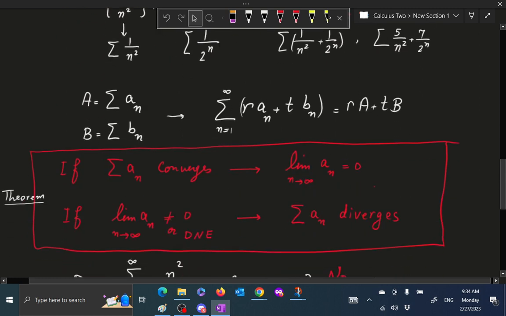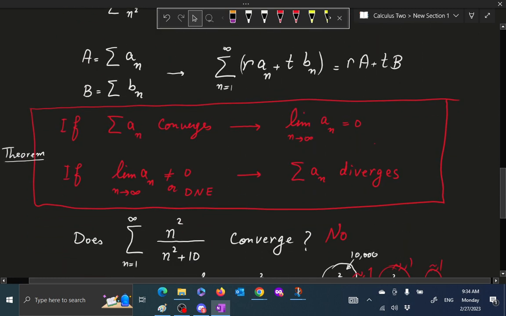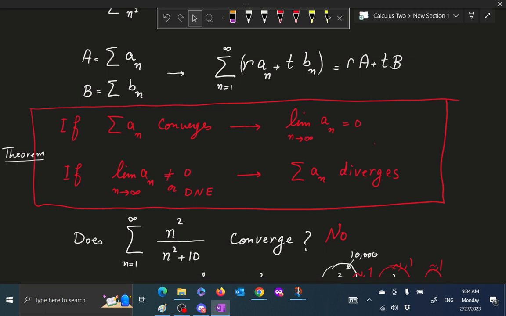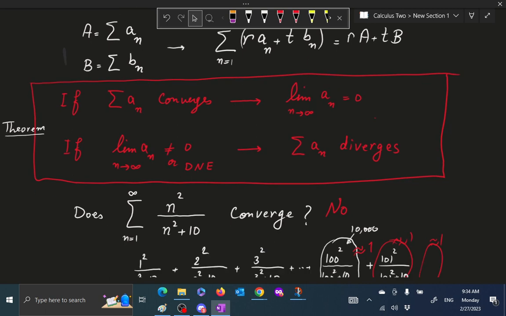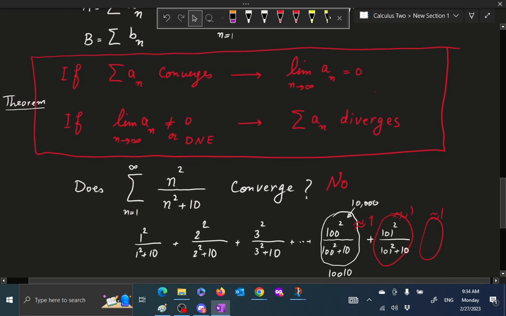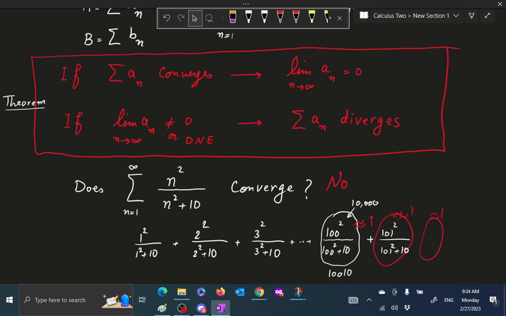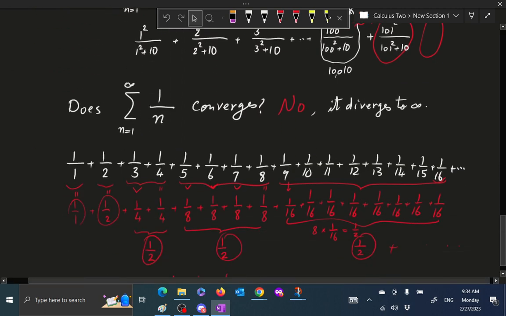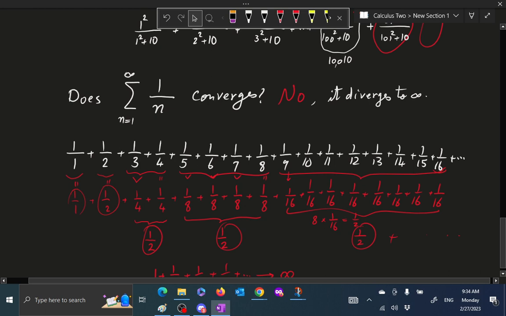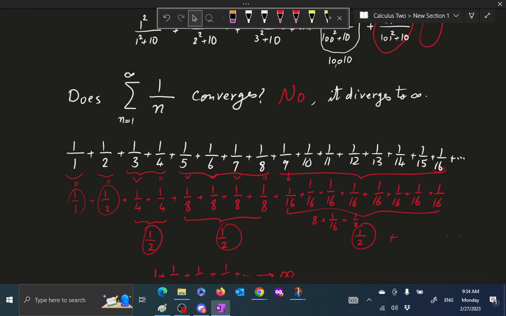As a major theorem of this section, we said if the series converges, then it must be that the nth term of it goes to 0. Conversely, if the nth term doesn't go to 0, or if it doesn't exist, then the series diverges. The most famous example of that is the series 1 over n, sometimes referred to as the harmonic series. It diverges, and here's an explanation of how that happened.